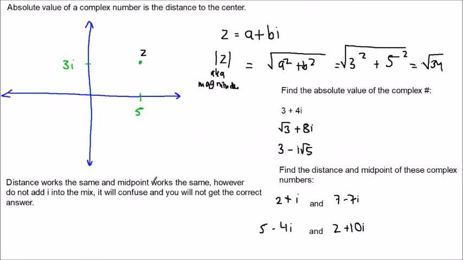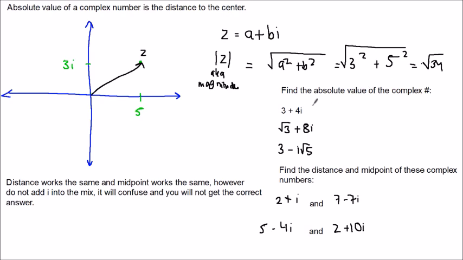Next. The absolute value of a complex number is the distance to the center. The absolute value of a complex number is also known as the magnitude of the complex number, and the magnitude is the distance of the complex number from the origin. It's like a vector. We'll talk about vectors later. I don't want to waste your time. So the absolute value of z is equal to the square root of a squared plus b squared, in a plus bi.